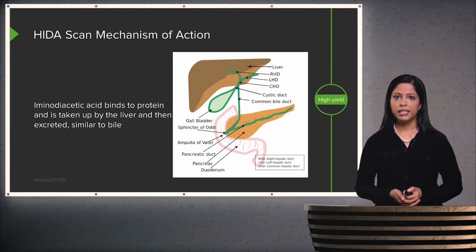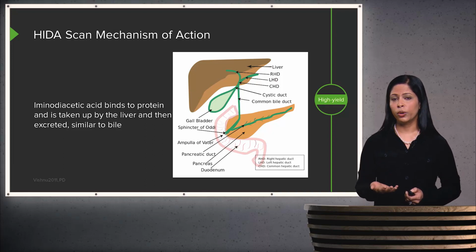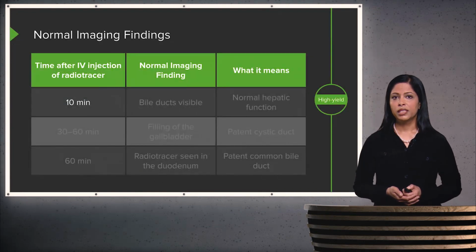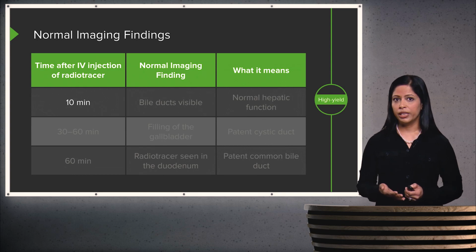So the aminodiacetic acid binds to protein, which is then taken up by the liver, and then it's excreted. So it's a similar excretion process as bile. Some normal imaging findings with the HIDA scan are, at 10 minutes after radiotracer injection, we see the bile ducts, and that tells us that there's normal hepatic function.